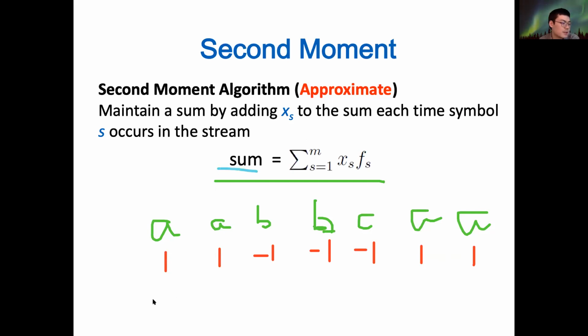So basically, the summation you maintain is initially 1, and then you see another 1 and it becomes 2. And -1 becomes 1 again, -1 becomes 0, and -1 again becomes -1, and +1 becomes 0, okay? And 1. Okay?